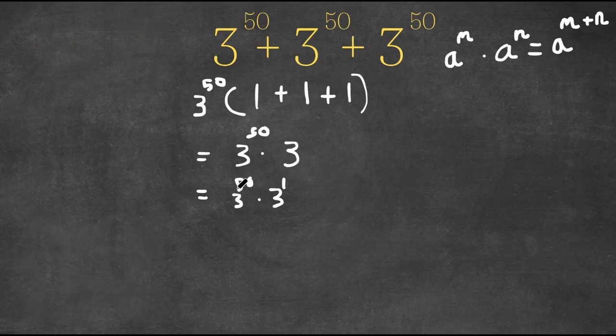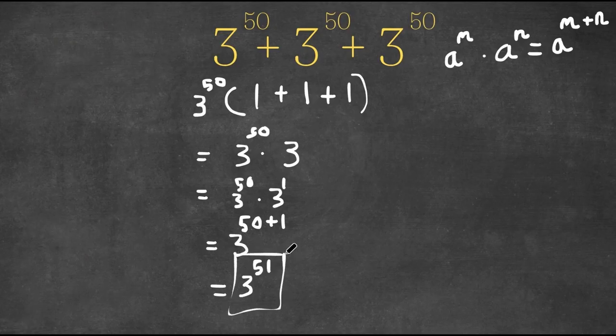So think of 3 as a, 50 as m, and 1 as n. So we're going to keep the base the same, so 3, and we simply add the exponents. So 50 plus 1, and 50 plus 1 is 51, so we end up with 3 to the power of 51. So this is our answer.